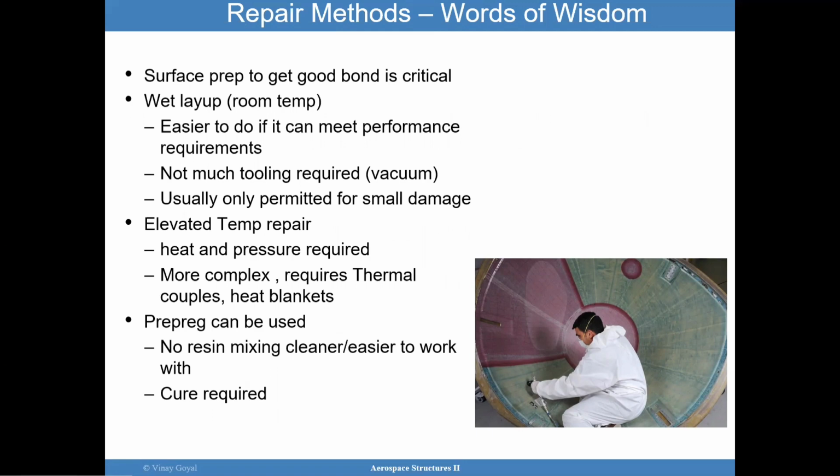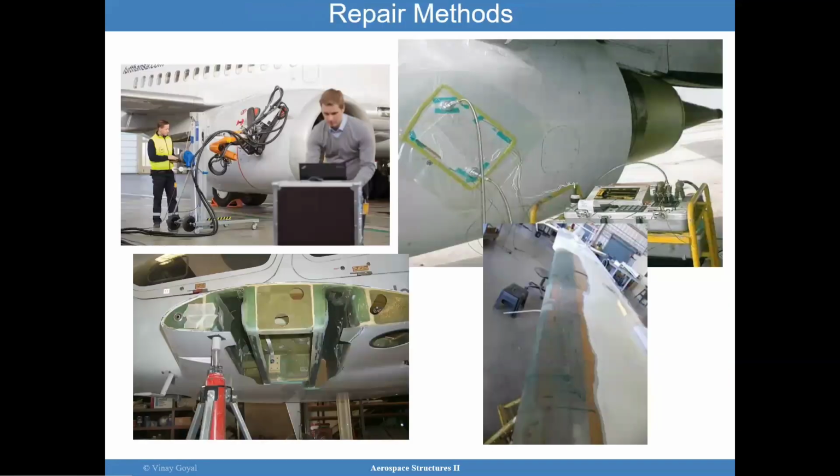It's more complex, requires a thermal blanket and a local vacuum applied. Pre-preg can be used. It's easier to work with because you don't have to mix the resin, but cure is also required. Here's some of the equipment that can be used for repairing.